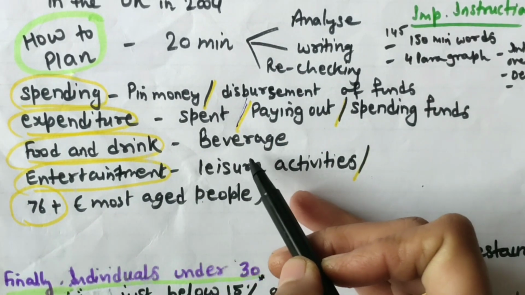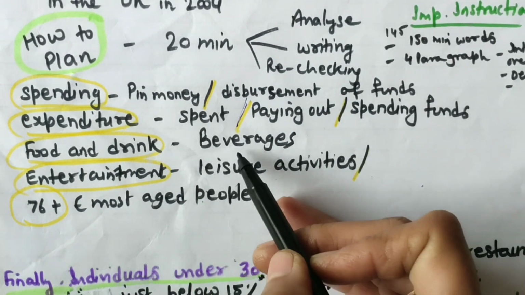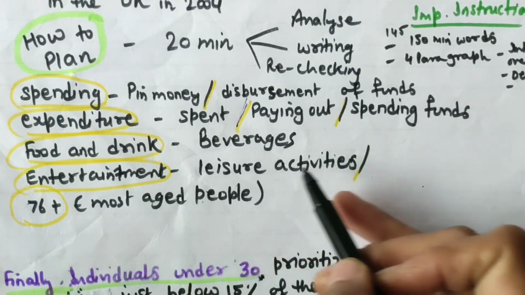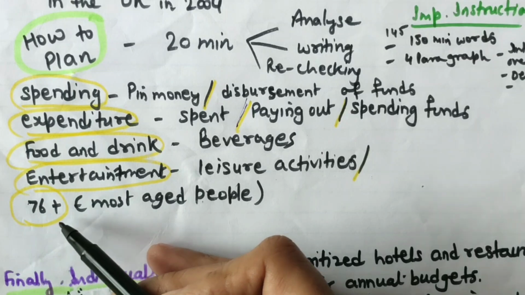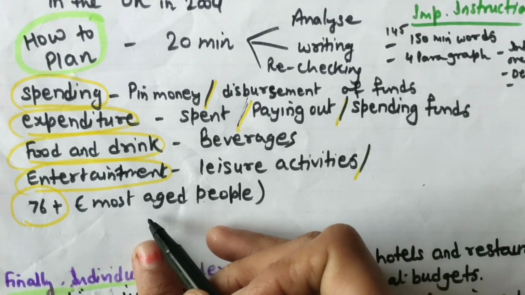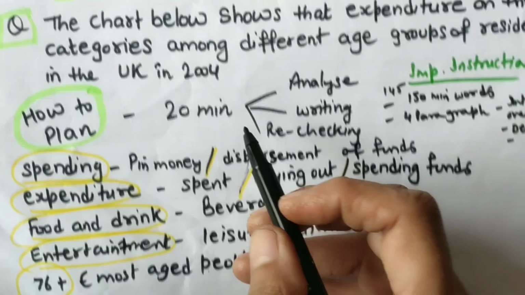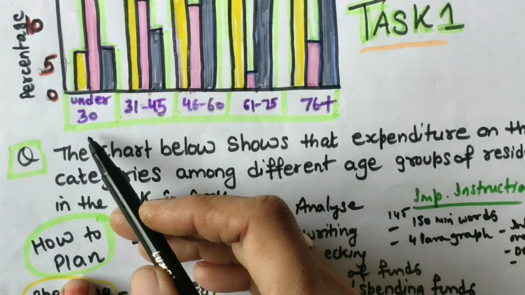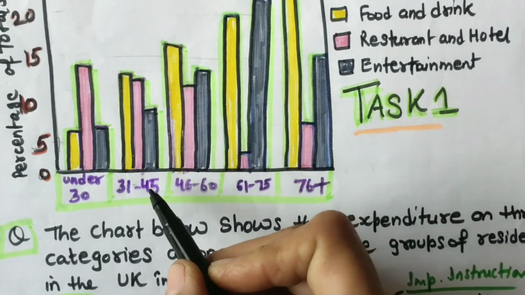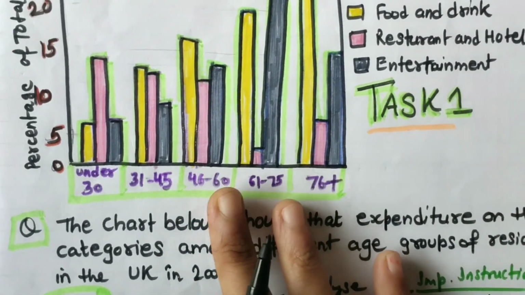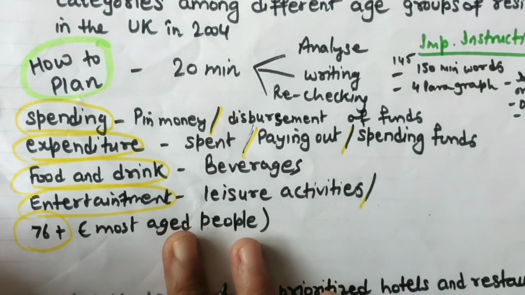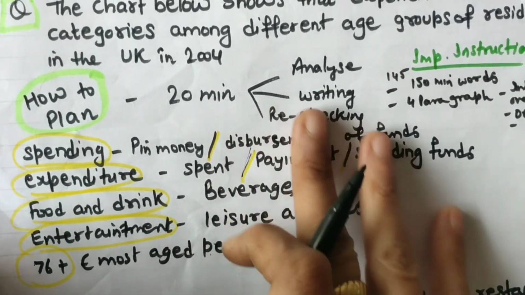Okay, food and drink, beverages, as I told you, I already know this. Entertainment, leisure activities, or you can also write entertainment activities. For the 76 plus age group you can write most aged people or most aged Britishers. And for under 30 you can write the youngest group in this bar graph. It all depends on how you change simple words into your own vocabulary. Okay, so this we have done.